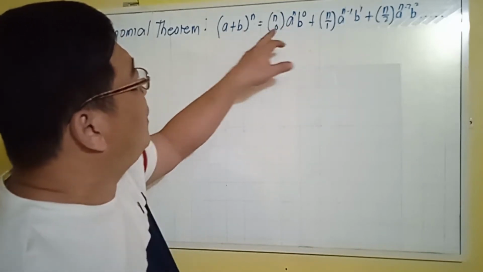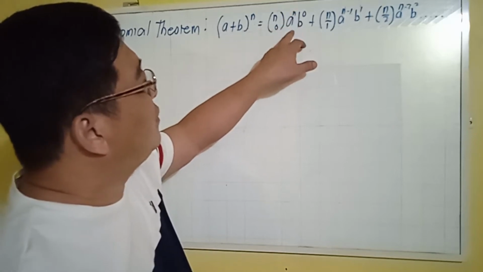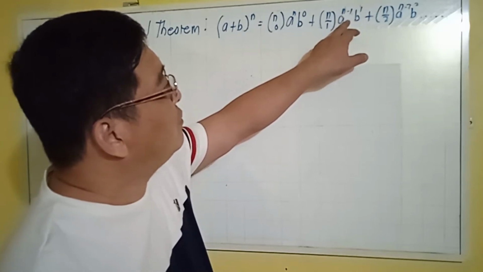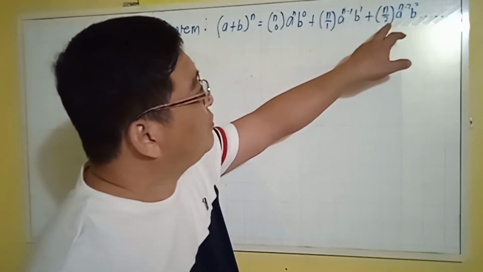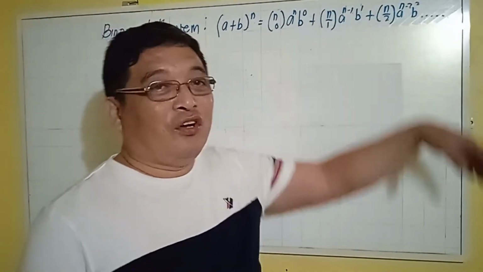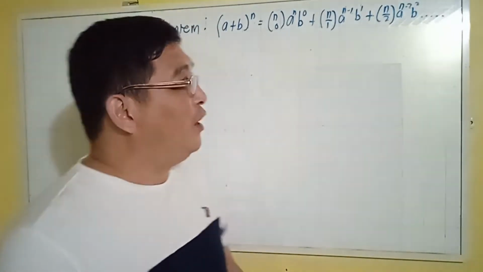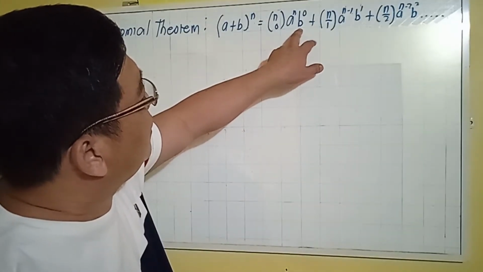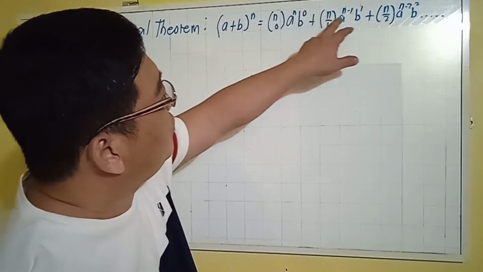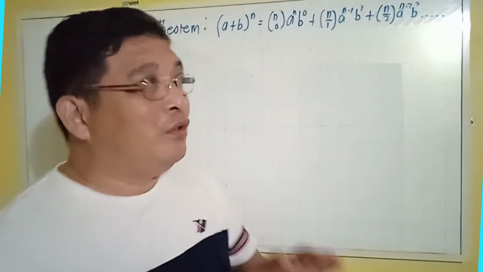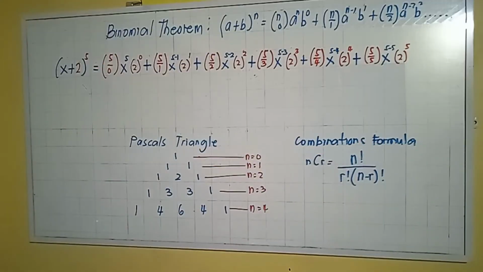Variable a raised to n. The second term, a raised to n minus 1. And the third term, a raised to n minus 2. And so on and so forth. And then look at the variable b. b raised to 0, b raised to 1, b raised to 2, and so on and so forth. So, this is how it works.